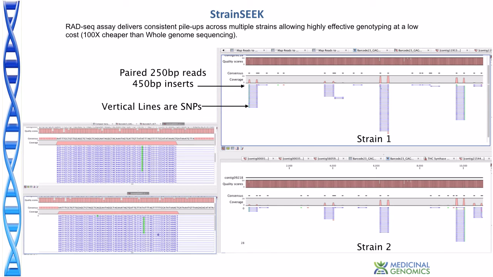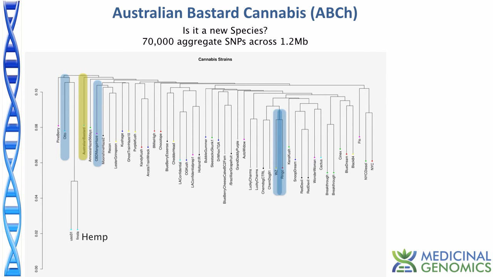And what you end up with is data like this. It piles up in very discrete regions, and depending on the read length you choose, you can find varying amounts of polymorphism that you can then use to build yourselves a nice phylogenetic tree. So this is a tree that was built off of 70,000 SNPs across about a 1.2 meg region in all of these strains. And what's really interesting about this phylogenetic tree, and the way to read this, is the length of these vertical lines is a genetic distance.